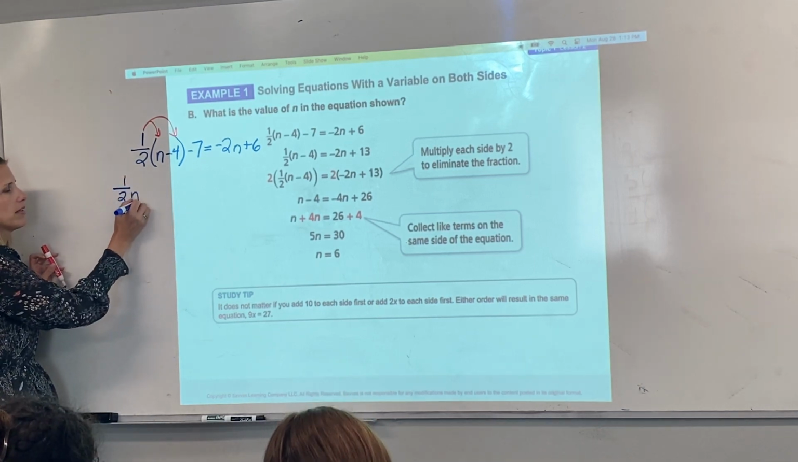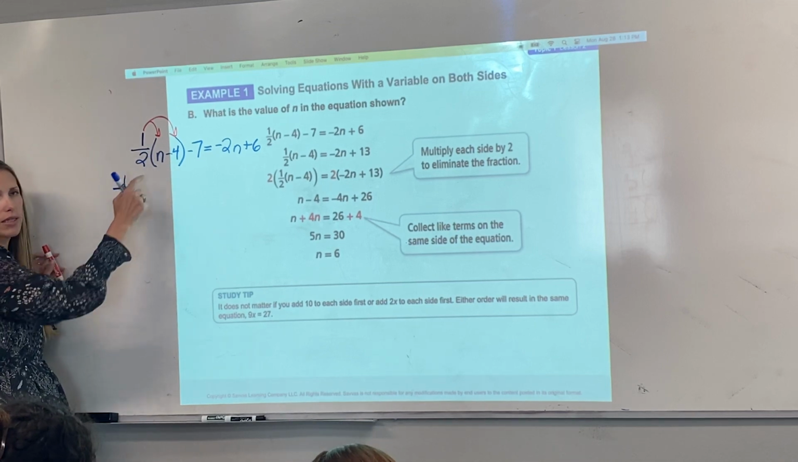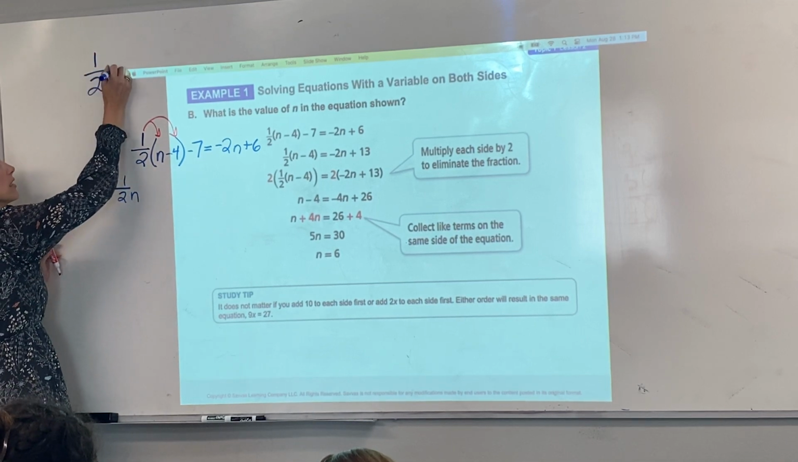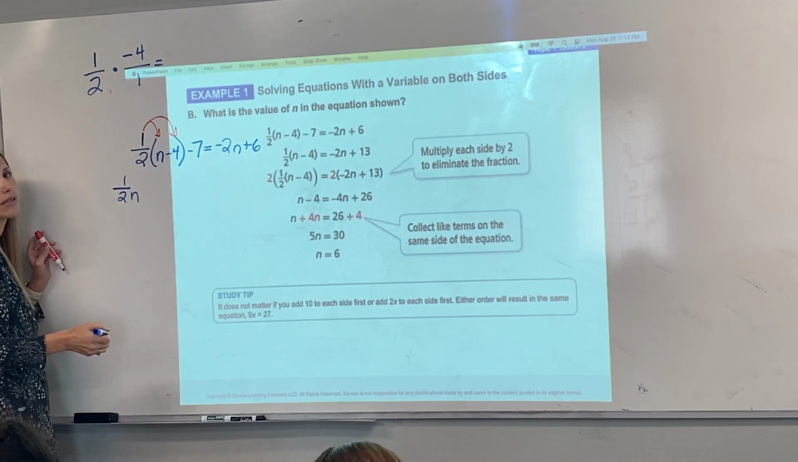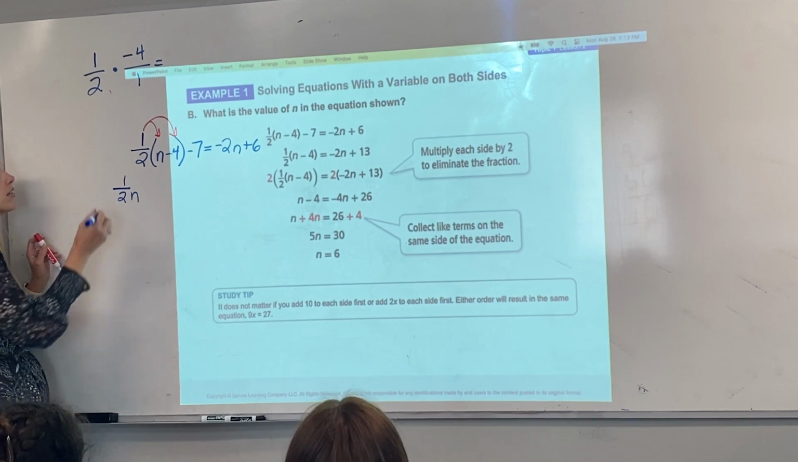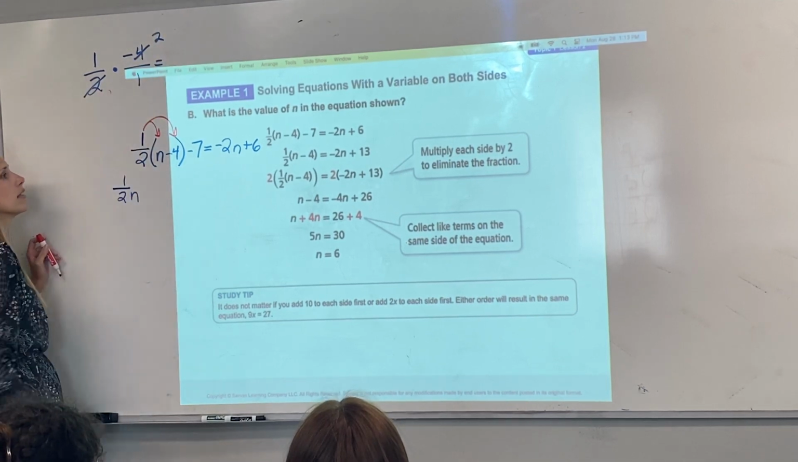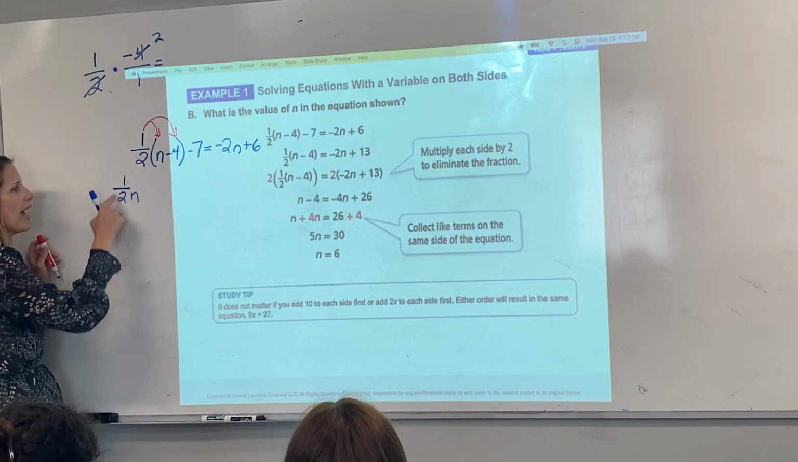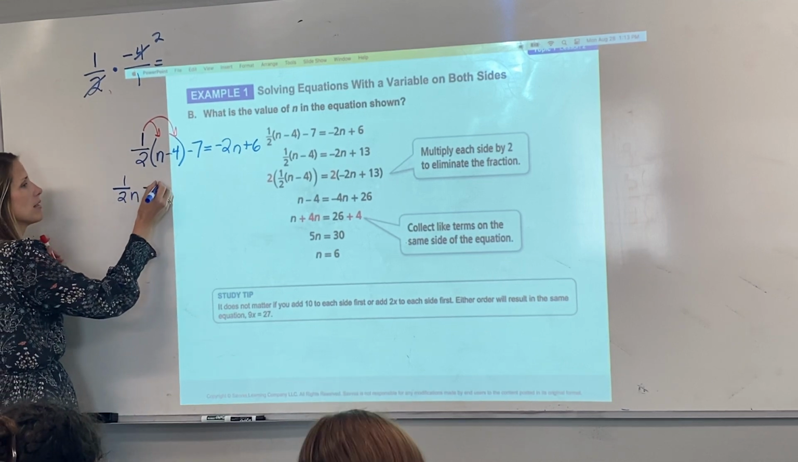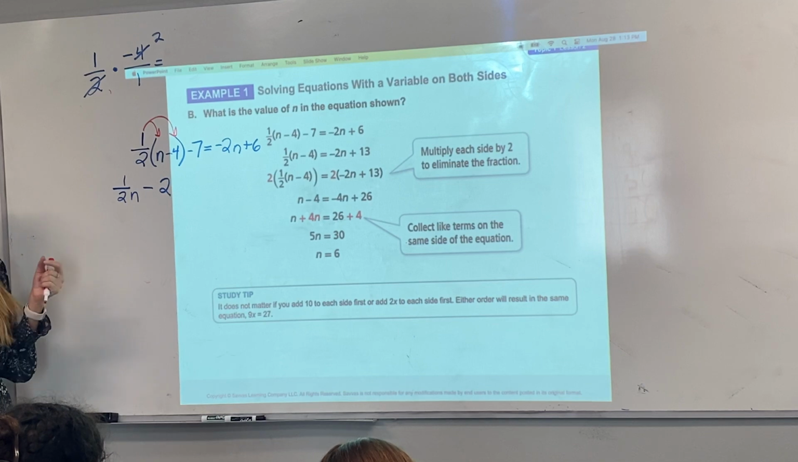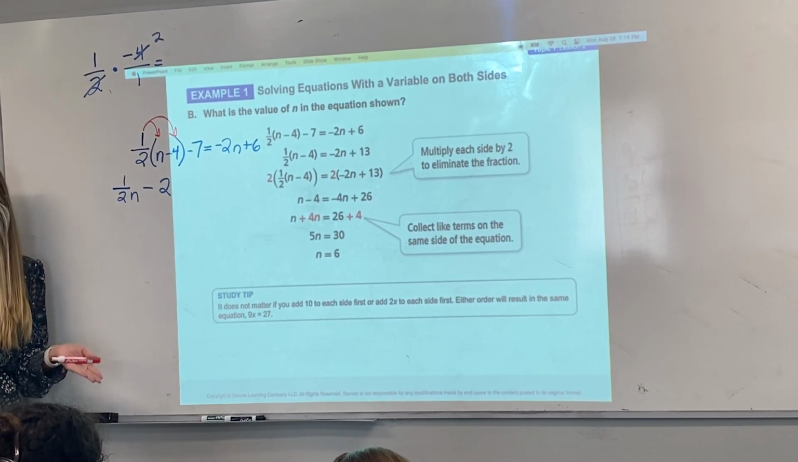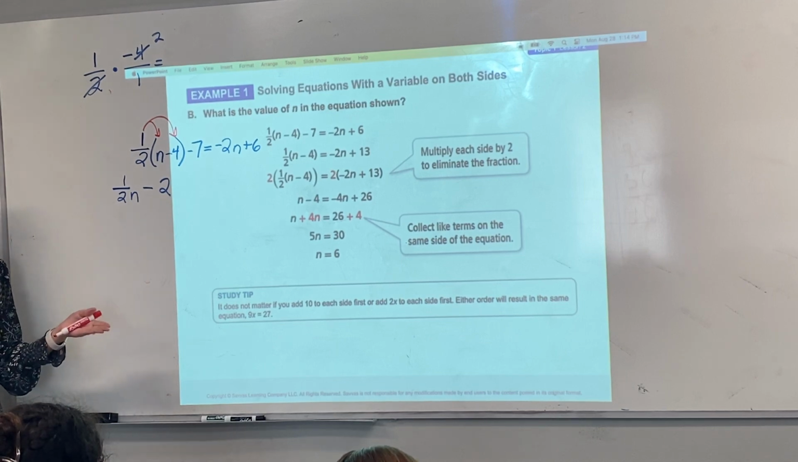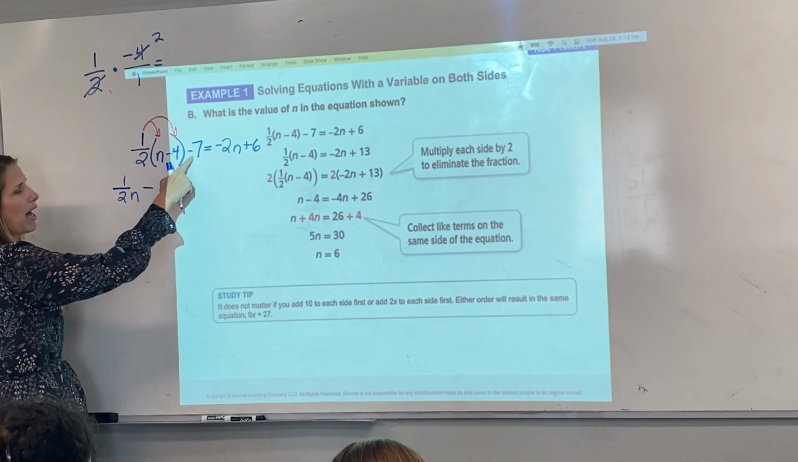1/2 n. 1/2 times -4, I'll show that up here. 1/2 times -4 equals what? -2. -2. So I have 1/2 n minus 2. Remember how our negatives also act as minus signs, and our minus signs also act as negative signs, right? Yeah. So we still have our -7 over here.